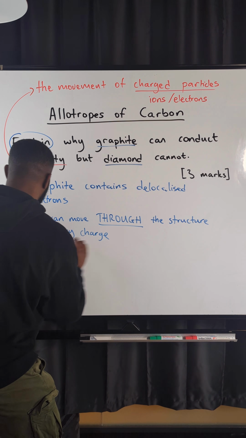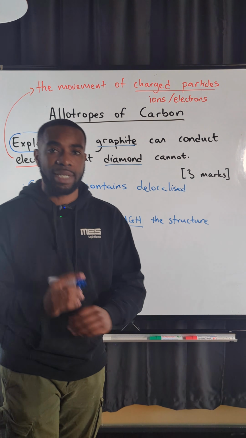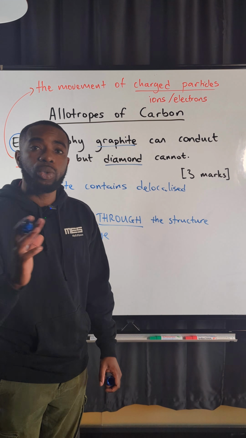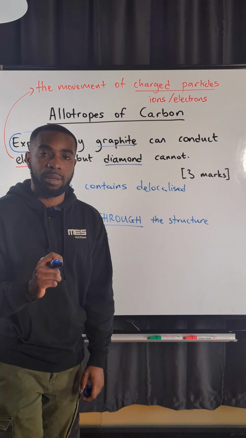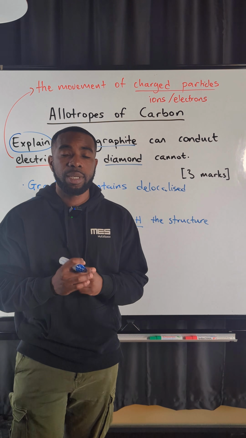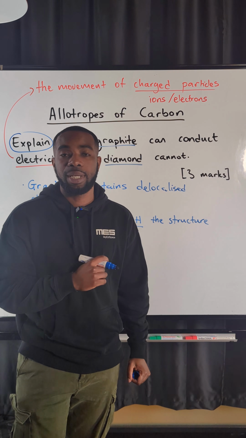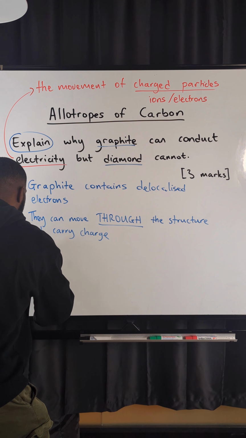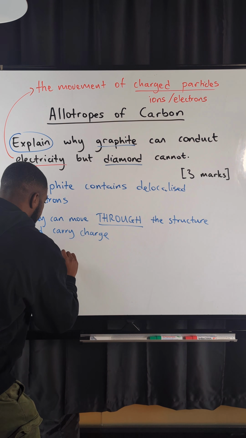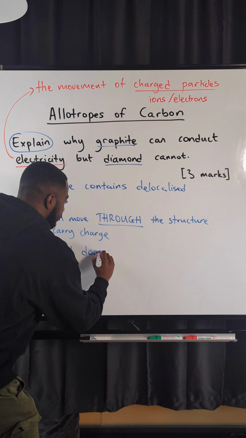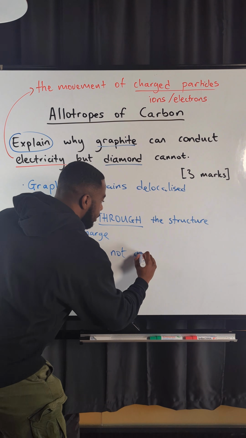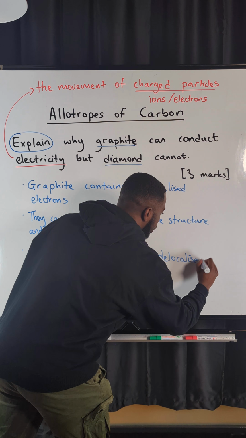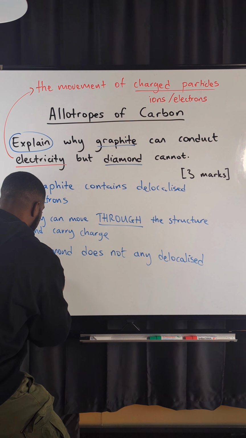And then the last thing we need to make is a comment about diamond. So what can we say about diamond? You don't need to say it in too much detail, but all you know is in diamond, each carbon is bonded to 4 others. So the valence electrons, the outer shell electrons in each carbon, are used up in bonding. Therefore, diamond does not contain any delocalized electrons. And that is enough for you to pick up all of the marks for this question.